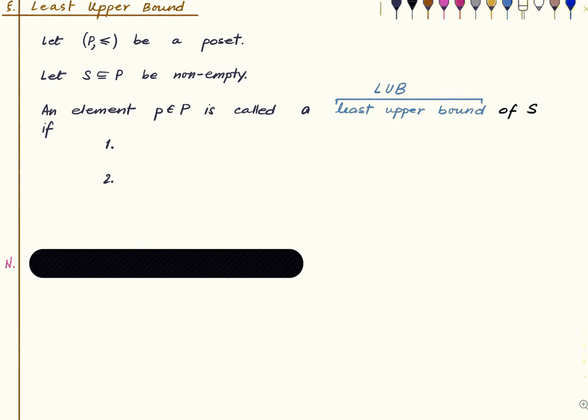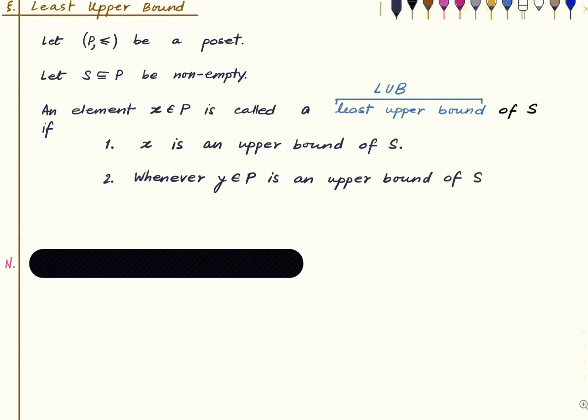Now for the most important thing, least upper bound. Fix a poset and fix a non-empty set S. Then an element X in the poset is called a least upper bound of S if X is an upper bound of S, and whenever Y is an upper bound of S, we have X is at most Y.